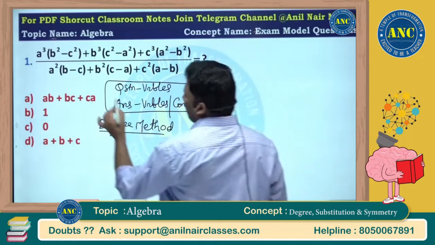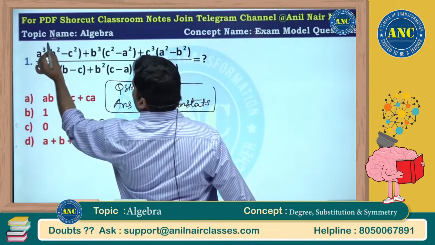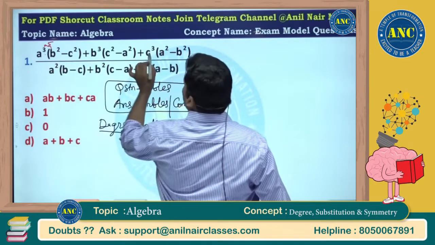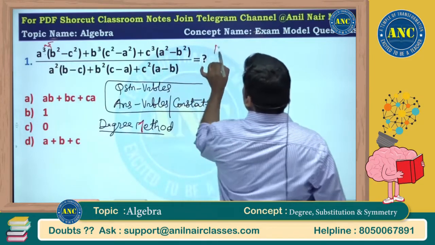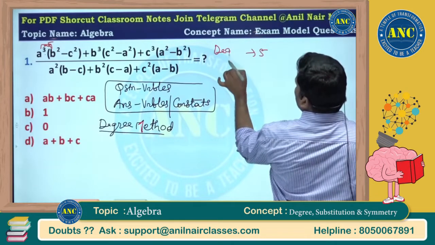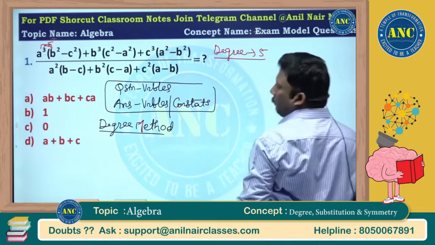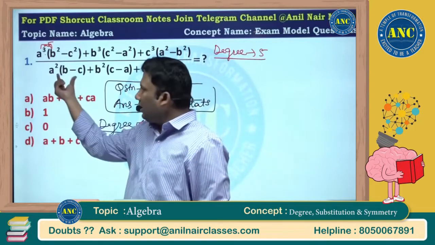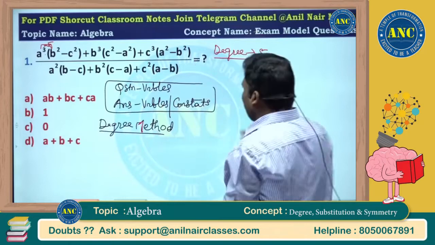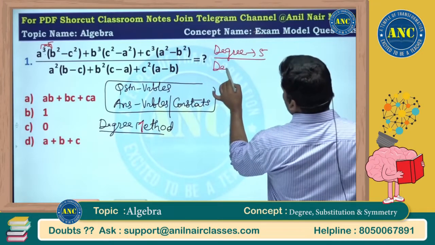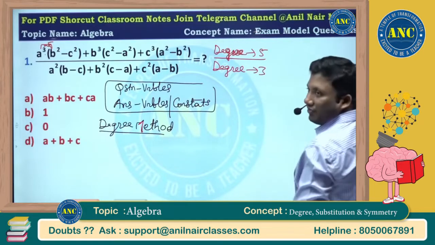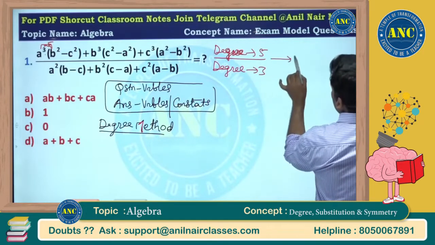Let us see. a cube into b square. Here it is 5, here also 5, here also 5. The degree in the numerator is 5, divided by a denominator of degree 3. Numerator degree 5, denominator degree 3. The answer will be degree 2.